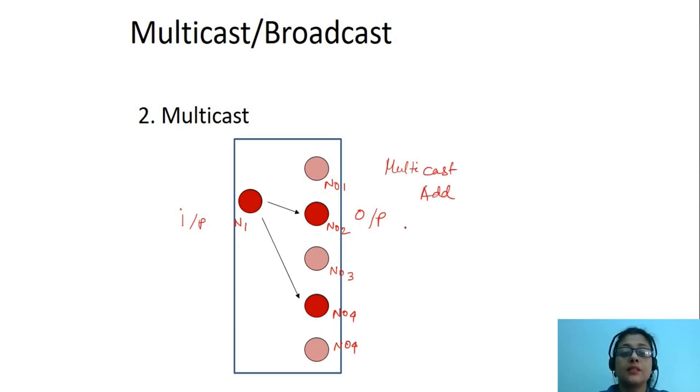Now in the multicast address, here we can see that node NO2 and node NO4 are existing as a group. So multicast address is basically a group address. So when N1 wants to send data to NO2 and to NO4, it will send it to the multicast address to which NO2 and NO4 belong. So this is known as multicasting.